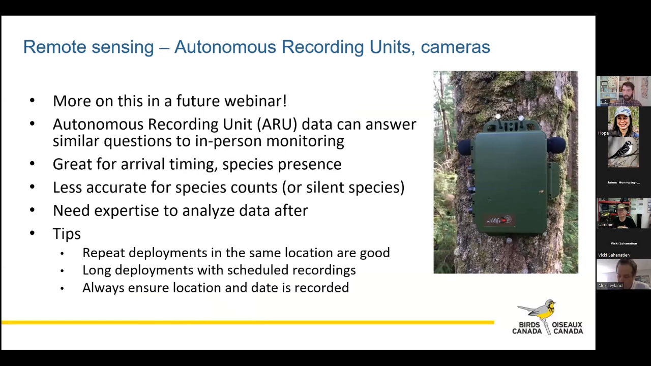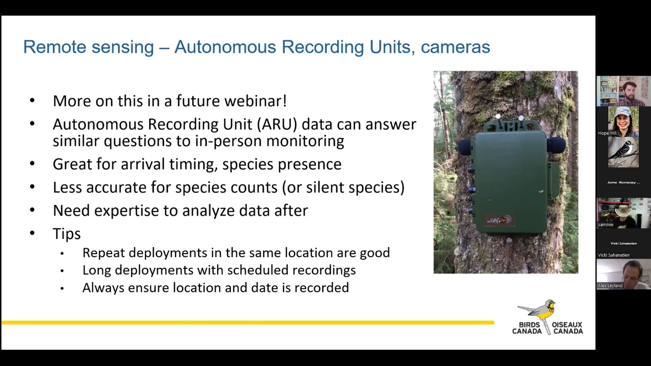But if you want accurate species counts at areas, especially of silent species or species that might be calling in large numbers that are really hard to tell, like separate individuals when you're looking at recordings, then doing in-person data is important. And so often these technologies are paired, ARUs and in-person point counts, because you get slightly different benefits from each.